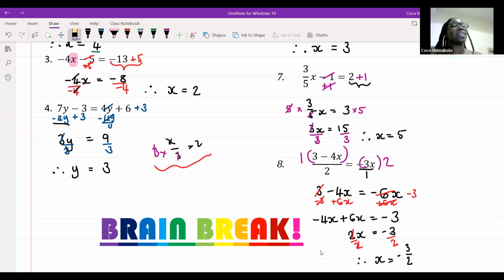Just like Teacher Nelisa says, there are many ways to skin a cat, guys. Yes, you can write it not just as 1.5, but as negative 1.5.